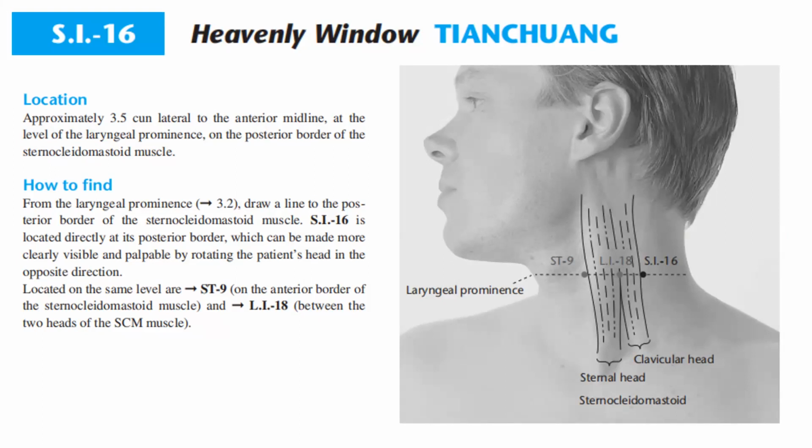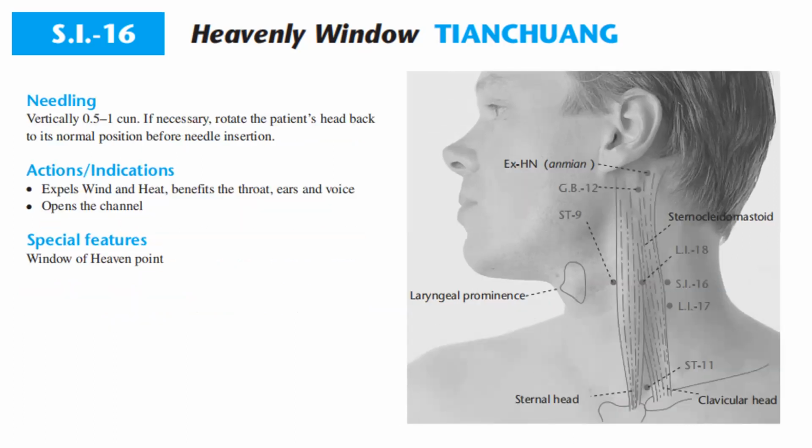Located on the same level are ST9 on the anterior border of the sternocleidomastoid muscle and LI18 between the two heads of the sternocleidomastoid muscle. Needling: vertically 0.5 to 1 cun. If necessary, rotate the patient's head back to its normal position before needle insertion.